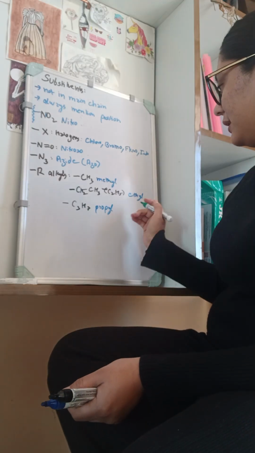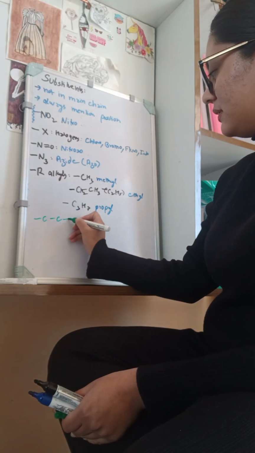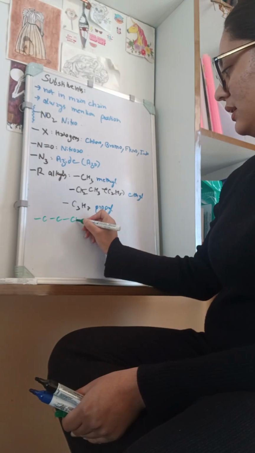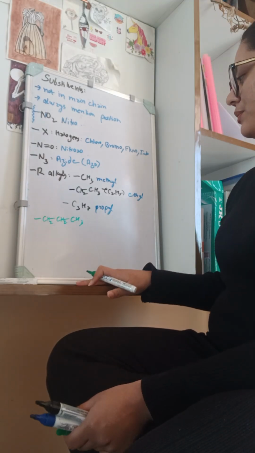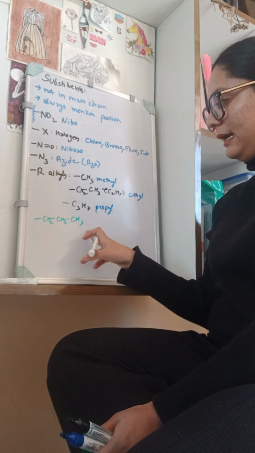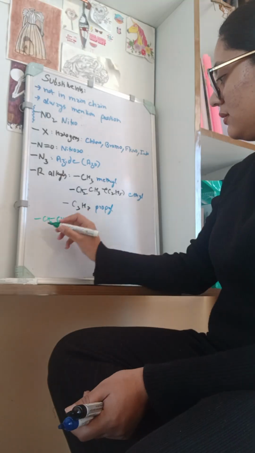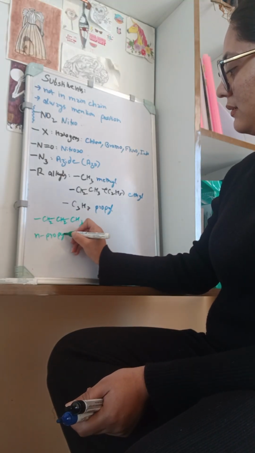Now there is another structure. Propyl can be of different types. Propyl can have all the carbon atoms in the same chain. See, H3, H2, H2. When all the carbon atoms of a chain are in the same line, it is called N. We attach N propyl.